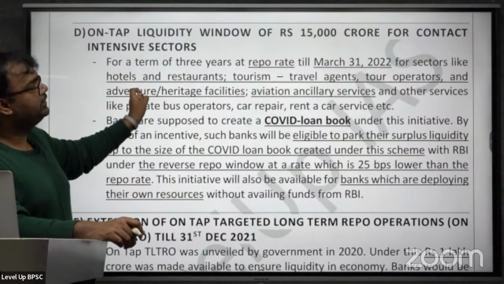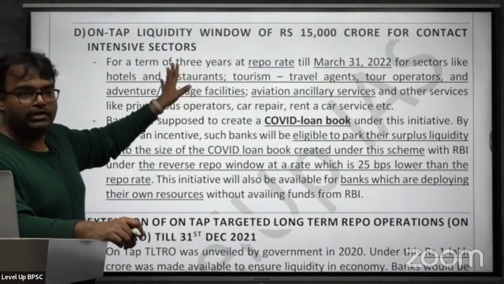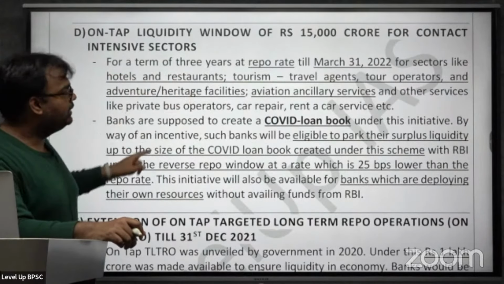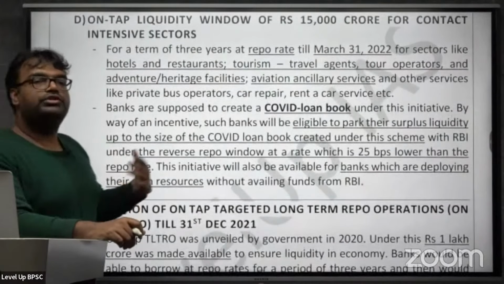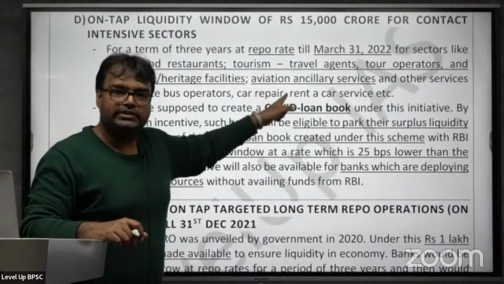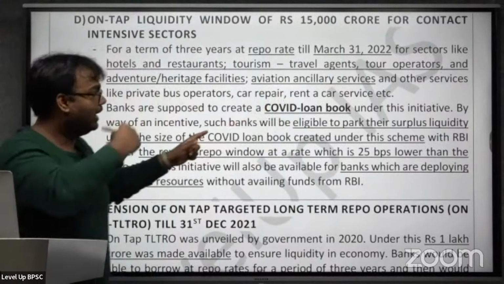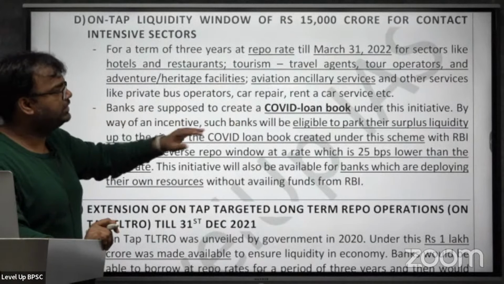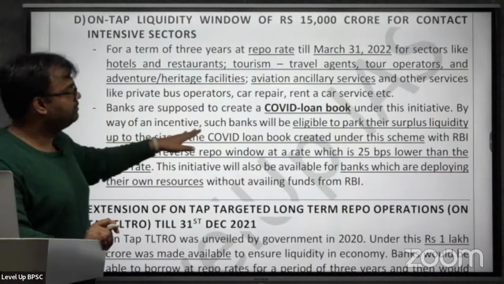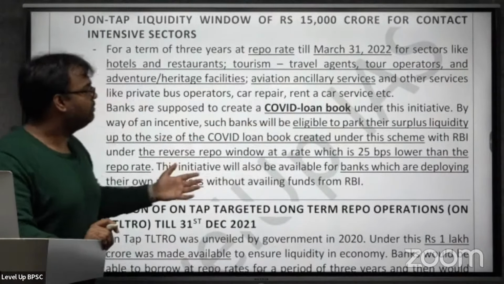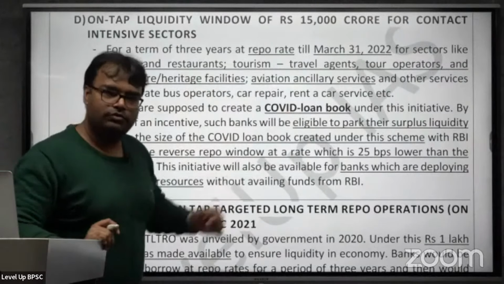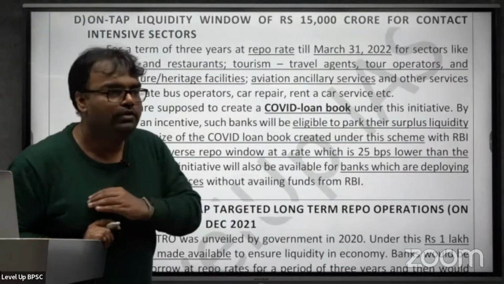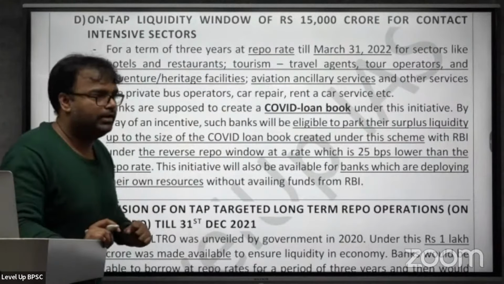for 3 years, banks can borrow money from RBI at repo rate, and they will have to use this money for giving loans to these sectors. Here also they have to create a COVID loan book under this initiative. By way of an incentive, such banks will be eligible to park their surplus fund. The same mechanism which was happening for the COVID thing will be applicable here also.